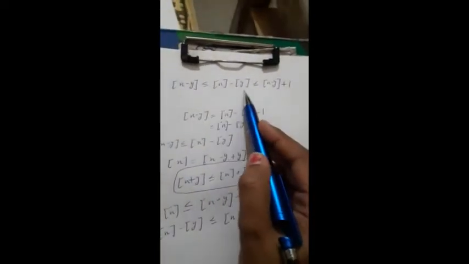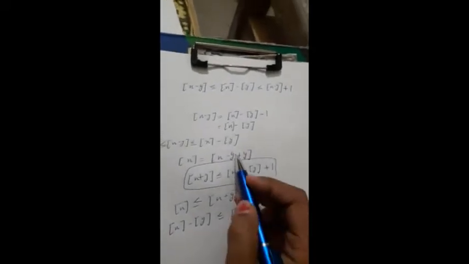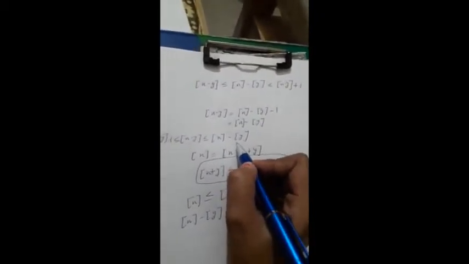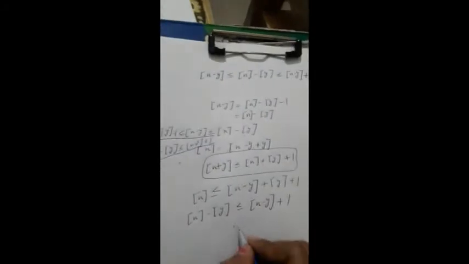Greatest integer x minus greatest integer y is less than or equal to greatest integer x minus y plus 1. And the other part, greatest integer x minus y is less than or equal to greatest integer x minus greatest integer y. Combining these two, we get the total result. Also, this result can be derived from here. Greatest integer x minus greatest integer y is less than or equal to greatest integer x minus y plus 1, taking minus 1 to the right hand side. So this result is proved.